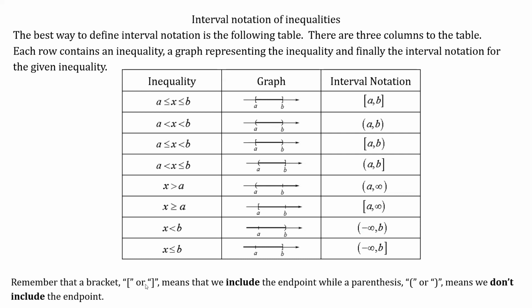Remember that the bracket means that we include endpoints. In this inequality, a and b we call endpoints. In this case, the brackets include the endpoints, and the parenthesis means we don't include endpoints.